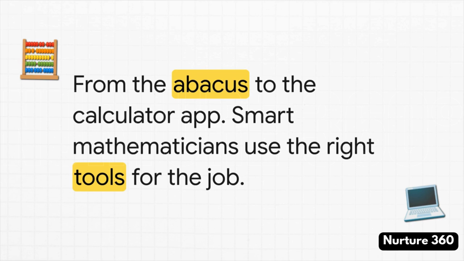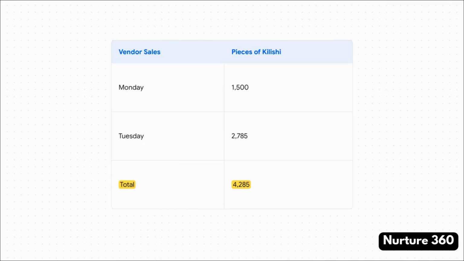of times per second. Think about this vendor selling kilishi, which is this amazing Nigerian beef jerky. A computer adds up these big numbers in a blink. Why? Because underneath it all, it's just flipping those 1s and 0s at incredible speeds. It's all binary at its core.